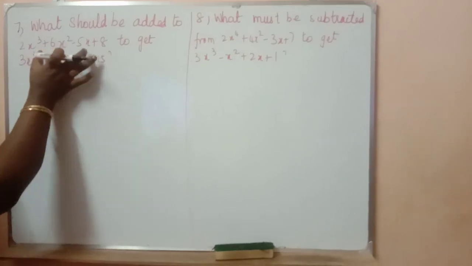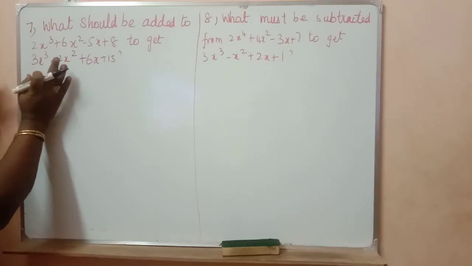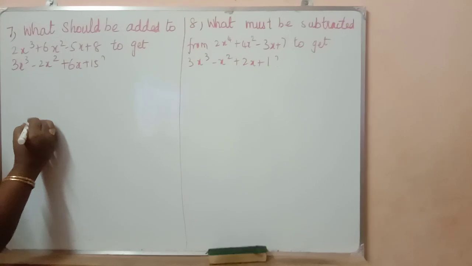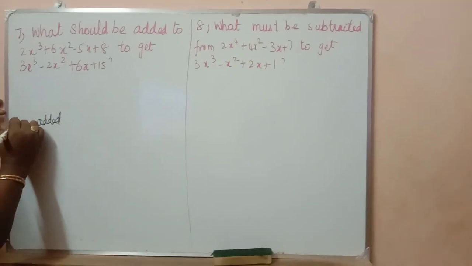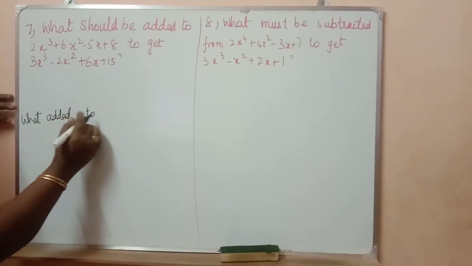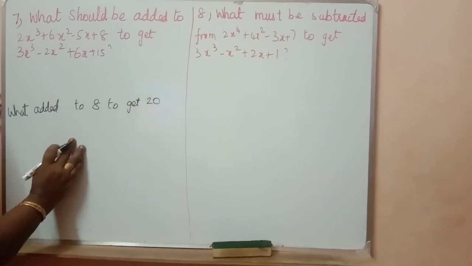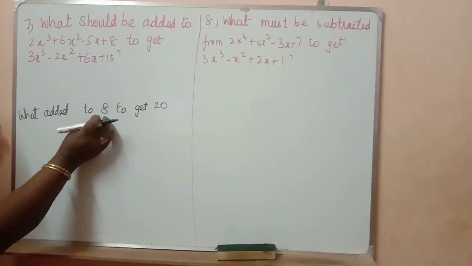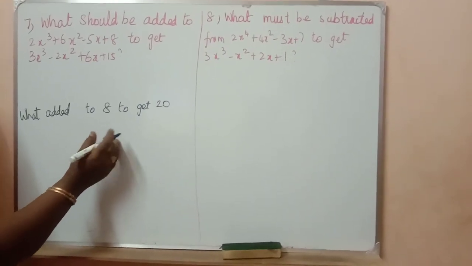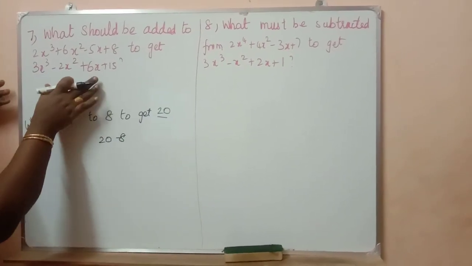What should be added to this polynomial to get this polynomial? The same question, I am replacing the polynomial by a number. What should be added to 8 to get 20? What is the answer? Which number should be added with 8 to get 20? The answer is 12. Yes, correct. So how do you get it? 20 minus 8. The same we are going to do.